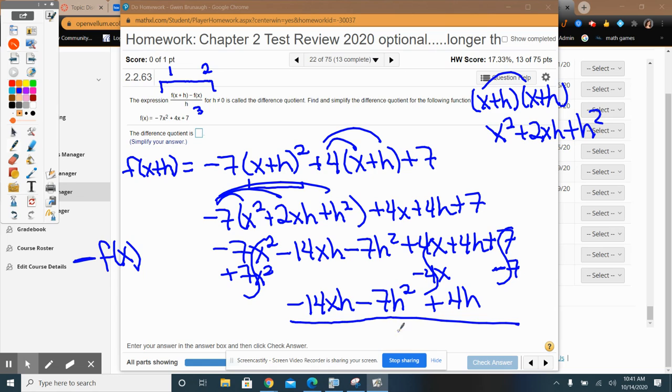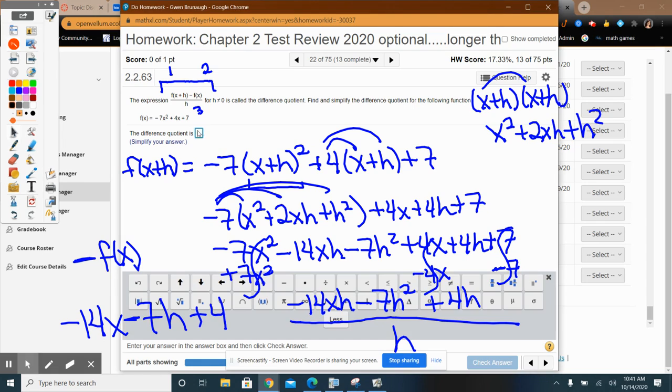And our last thing is to divide by h. When we divide by h, each piece is going to cross out one of the h's. So those h's will cancel for the first one, which is a negative 14x. Here, you still have the minus. Only one of the h's will simplify, so it's a minus 7h. Here, the h's both will simplify, and that's a plus 4. So that's my answer. Negative 14x minus 7h plus 4.